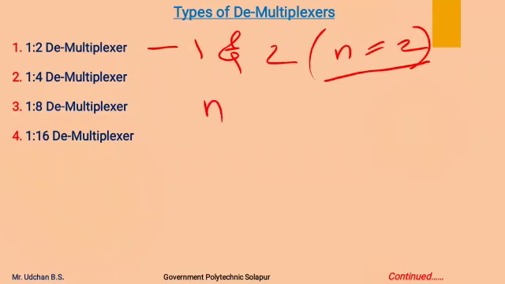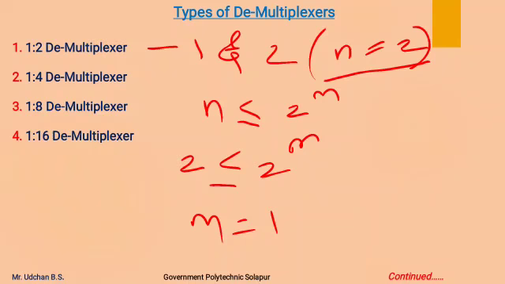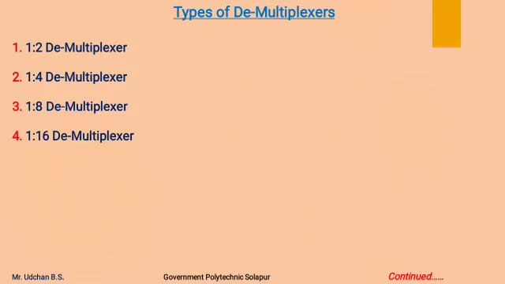N is less than or equal to 2 raised to m. Here n, that is the output lines, is 2, so 2 is less than or equal to 2 raised to m. Comparing powers of 2, we will get m is 1. So for the 1 is to 2 demultiplexer, the number of select lines will be only 1.